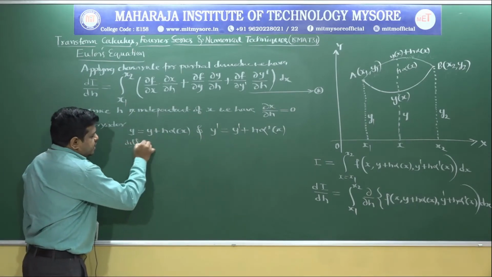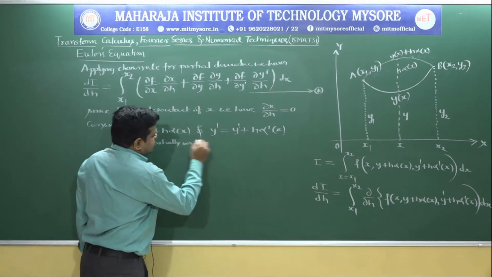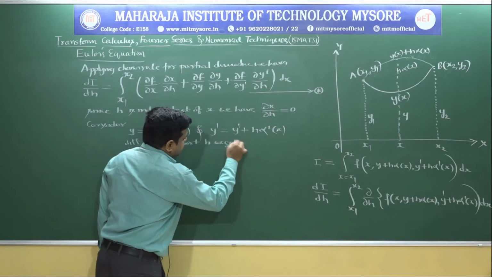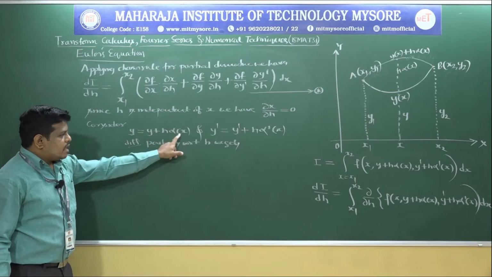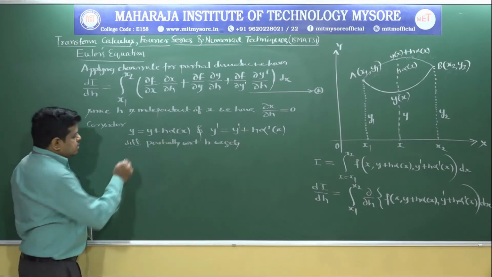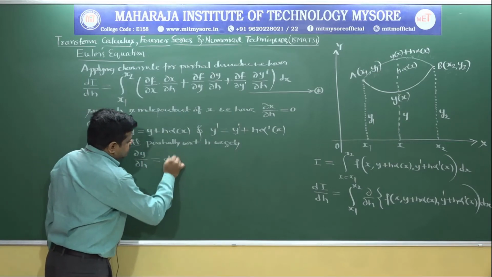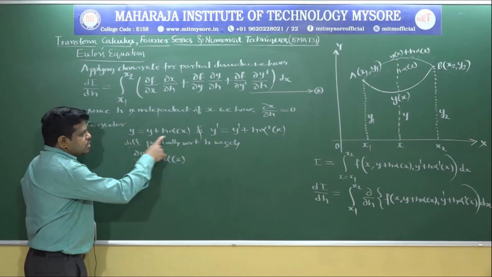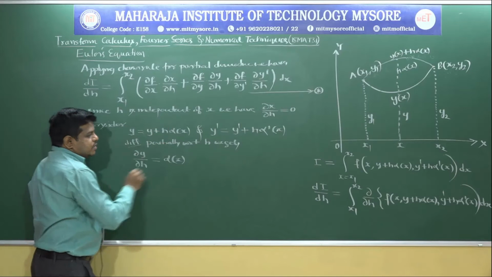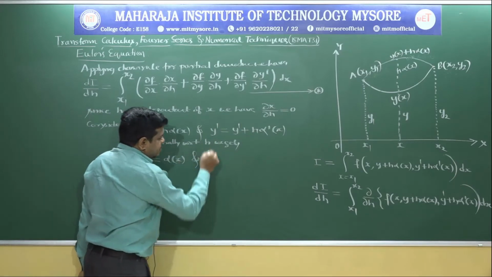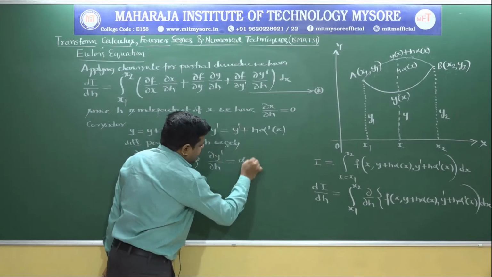Next step, differentiating partially with respect to h, y and alpha of x are constants. Thus we get dou y by dou h equals alpha of x. The first term is constant, so it becomes 0. Next, alpha of x is constant, so I have written it as it is. Next, the derivative of h becomes 1. Similarly, for the second term, dou y dash by dou h equals alpha dash of x.